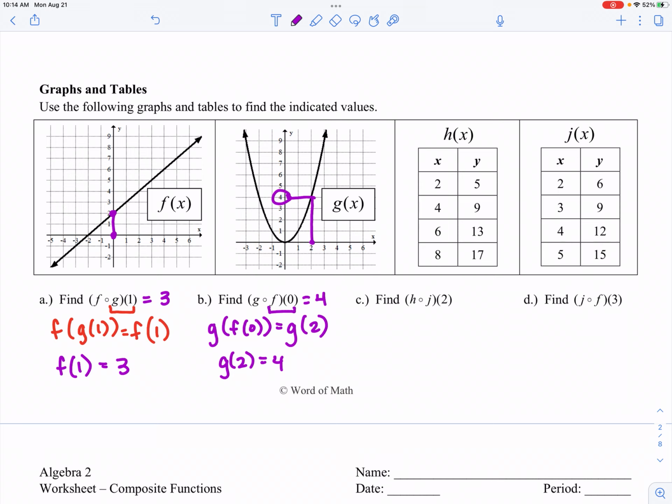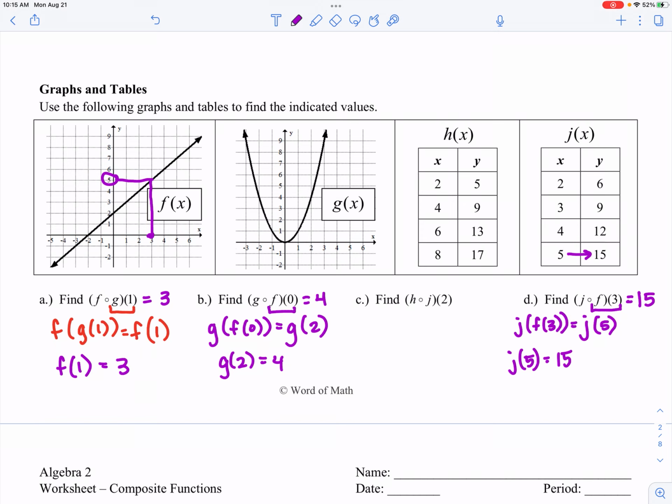I'm going to skip over to D. Again, we're going to do our inside function first, f of 3. So we're going to go to our f function. So at 3, f of 3, the y value is 5. And now our j of 5, we're going to go to our table. And at 5, our y value is 15. So j of f of 3 is equal to 15.